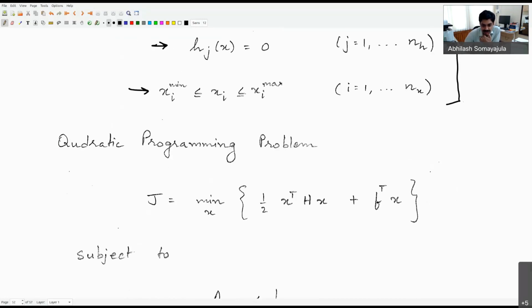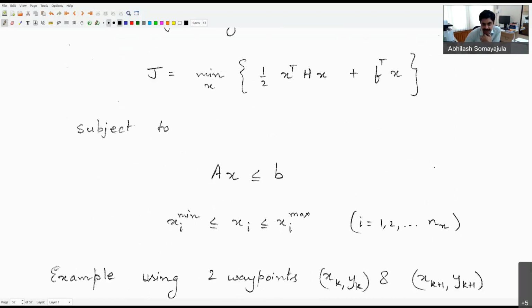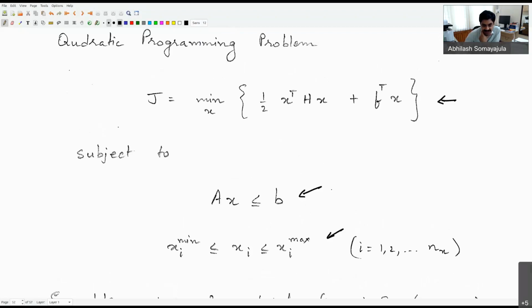Okay. I can specify it in a somewhat simplified manner by expressing this J as 1/2 of X transpose H times X plus F transpose times X. So if I can represent the objective function in such a form, where this function needs to be minimized with respect to matrix inequalities, Ax is less than or equal to B, and some inequalities on the different variables, then such a problem is called a quadratic programming problem.